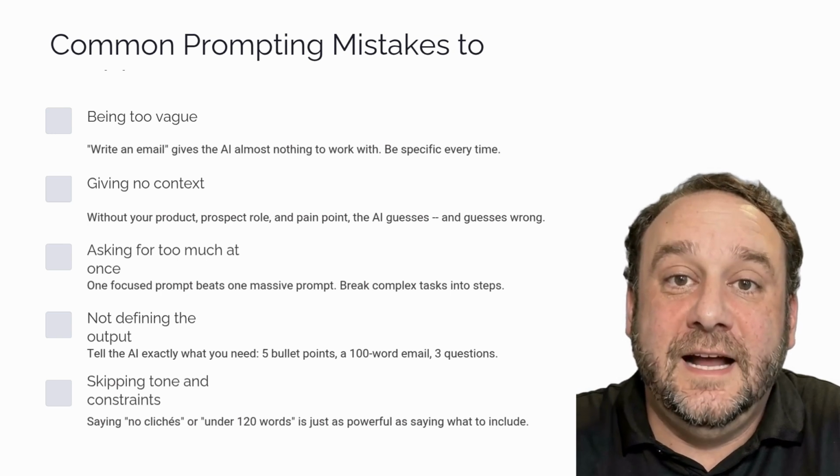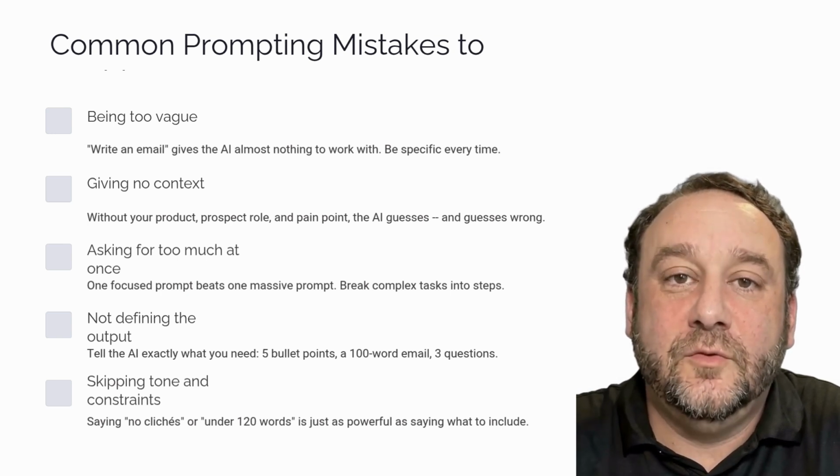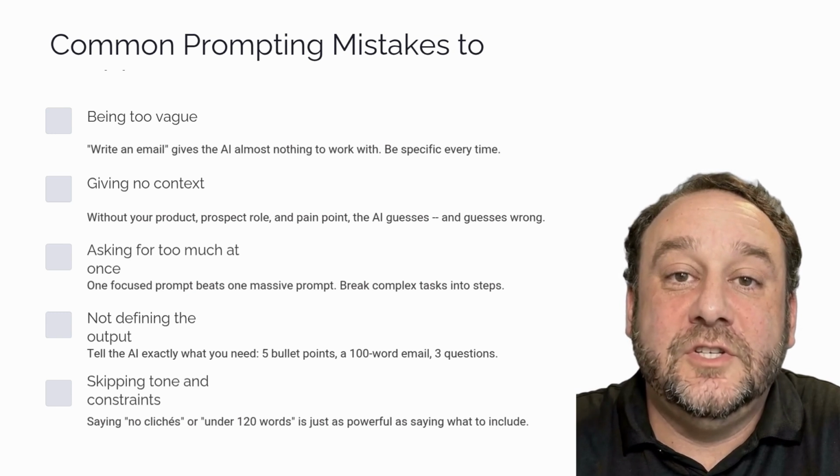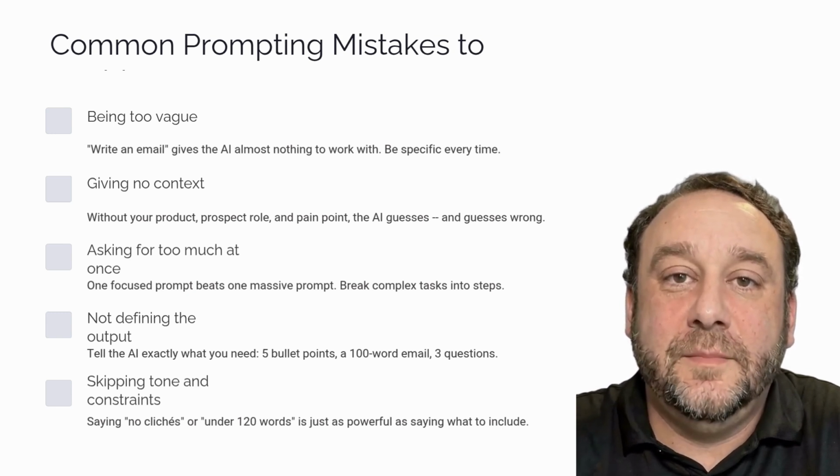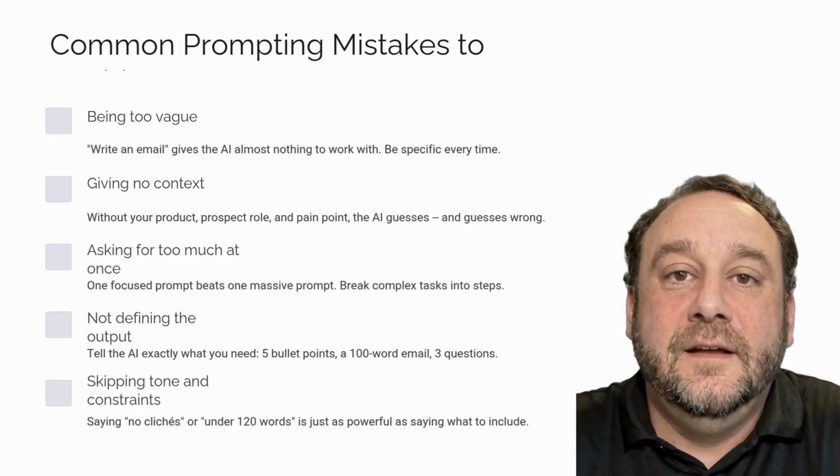Another mistake is asking for too much at once. If you try to get the AI to research, strategize, write, and summarize everything in one giant prompt, the quality often drops. Another common mistake is failing to define the output. If you do not say whether you want bullets, a table, a short email, or questions, the model chooses for you. Strong prompting avoids these mistakes by being specific.